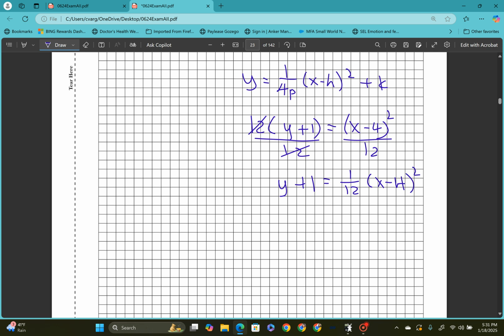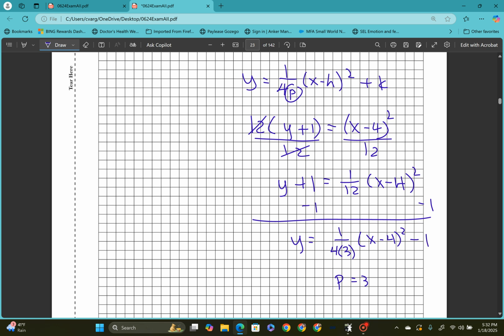Okay, and then I minus 1, so I get y is equal to 1 over 12, which is 4 times, right? I'm looking for my p here. So 4 times 3, so I know that p is equal to 3. And I have (x minus 4) squared, no, minus 1. All right, so there's my function.